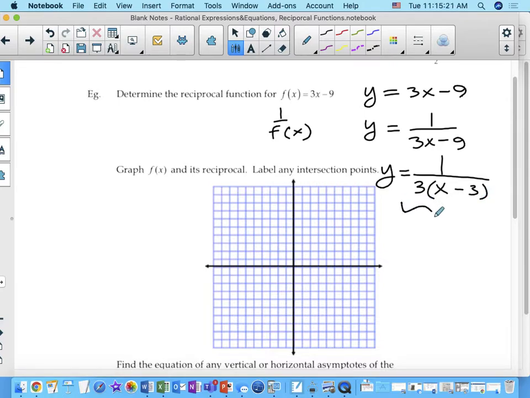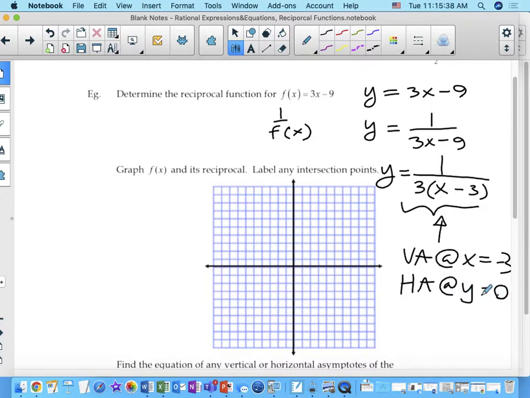So what we can tell from here is we're going to get a vertical asymptote at x equals 3, and we will also have a horizontal asymptote at the x-axis, y equals 0. Okay, so that can set us up to start. Those are a couple of things that are going to become important as we start to graph these: the horizontal and the vertical asymptote.